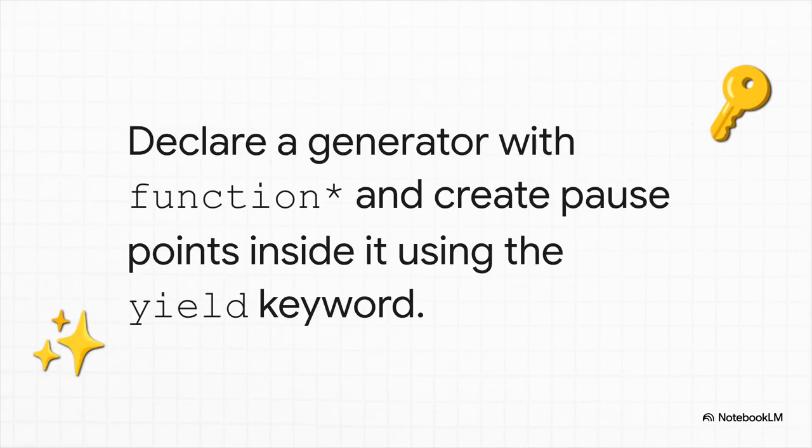This gives you an amazing amount of fine-grained control. And how does this magic work? It's all in the syntax. You declare a generator with function*. That little star is the key. And then, inside of it, you use the yield keyword to create those pause points.